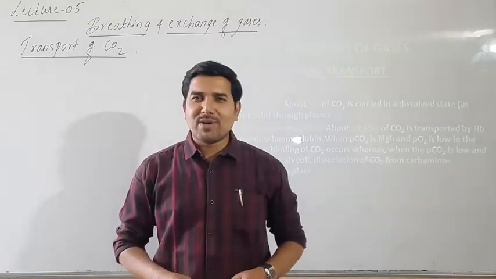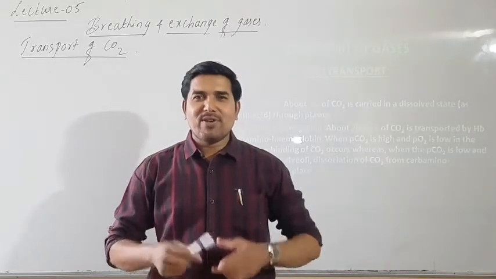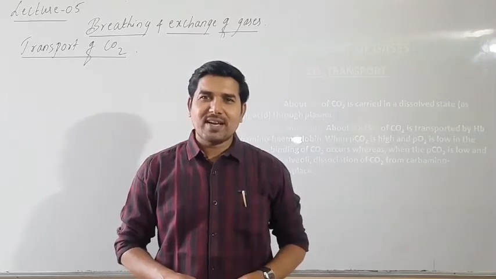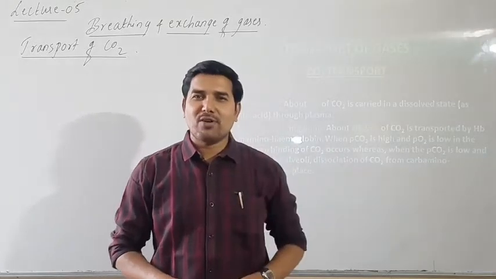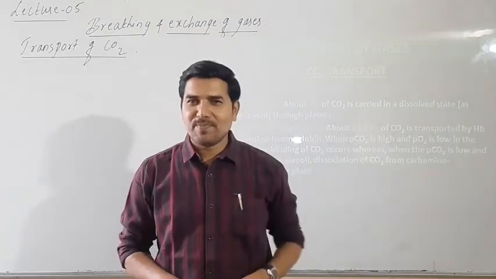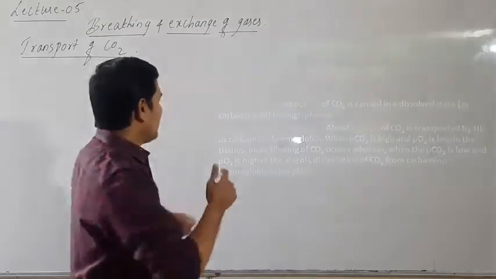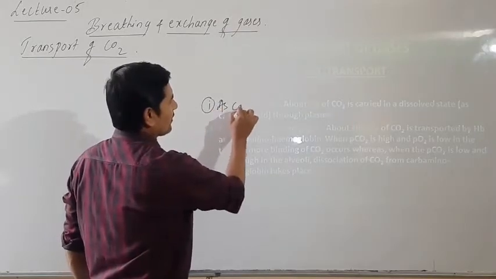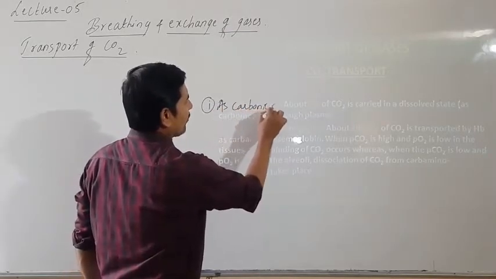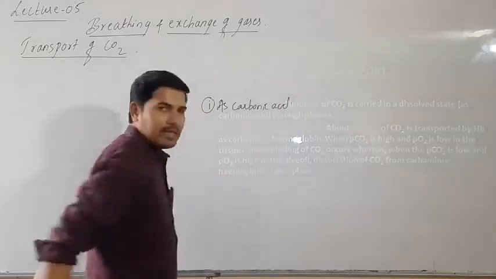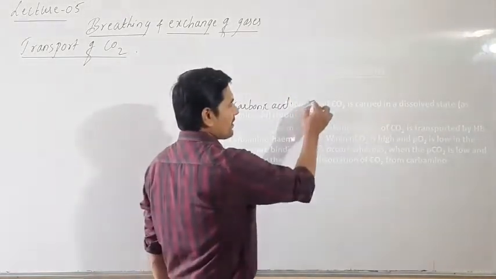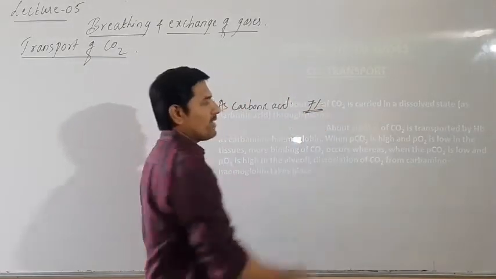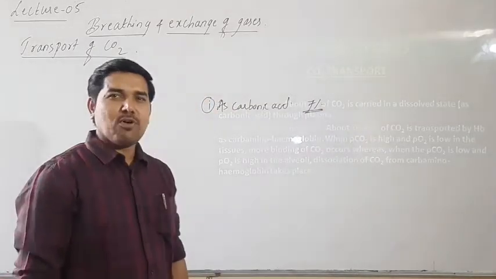Welcome to transport of carbon dioxide. Now, as we have discussed in the previous class, transport of carbon dioxide occurs mainly in three forms, and out of the three forms, the first form is as carbonic acid. Then about how many percent? 7% of CO2 is transported in this form.